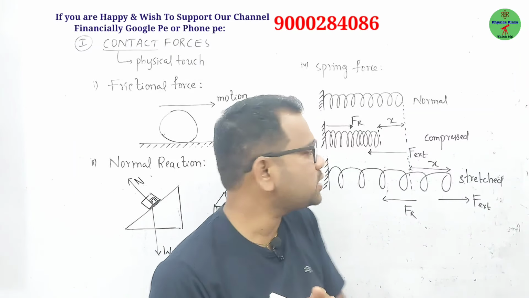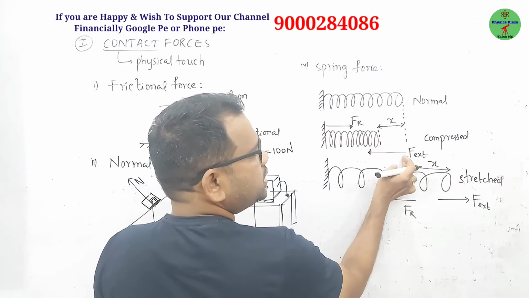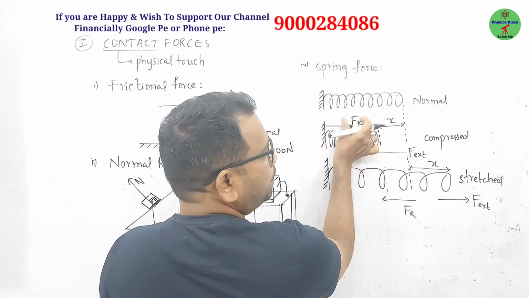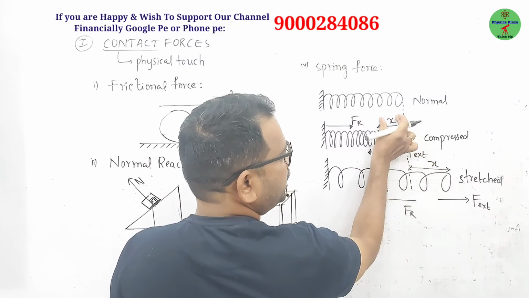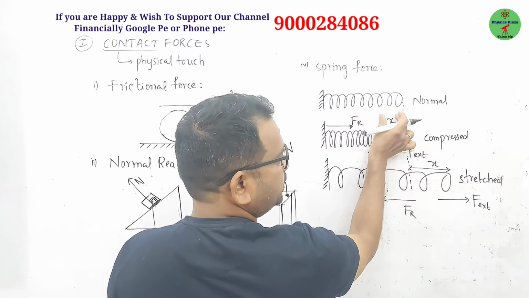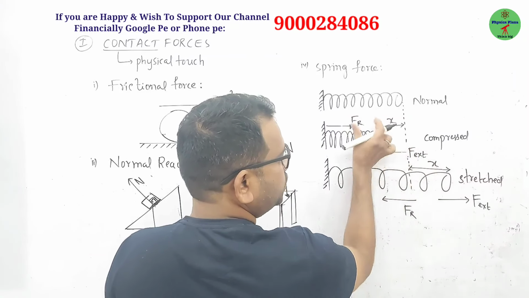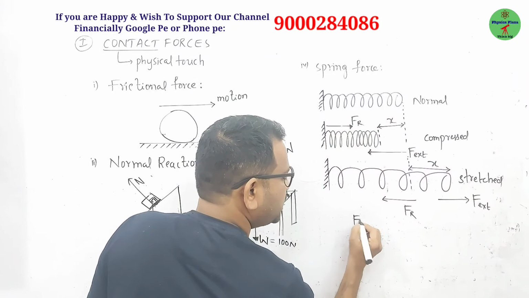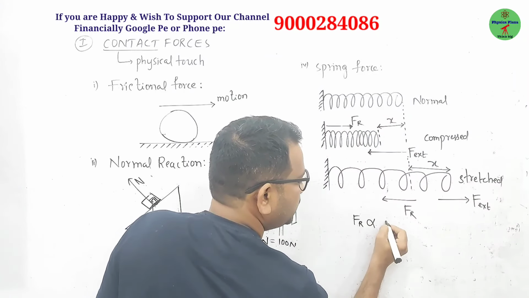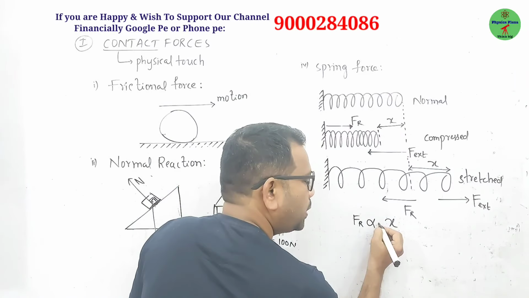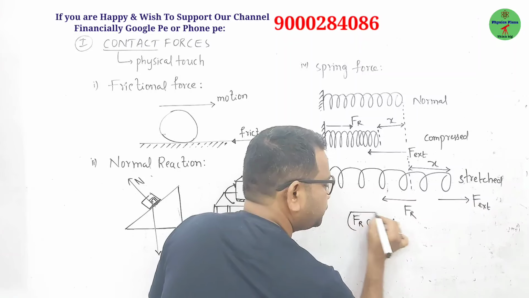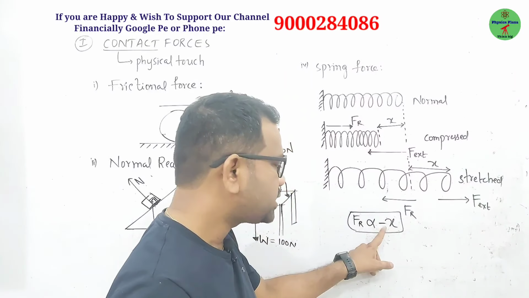Force developed in the spring means I can say that this force is proportional to the x, because this force is equal to this, right? More force, more displacement. Less force, less displacement. These two are equal in magnitude. So then I can say restoring force is proportional to the displacement. It might be compression or elongation, but in the opposite direction. That's why I put a minus here.